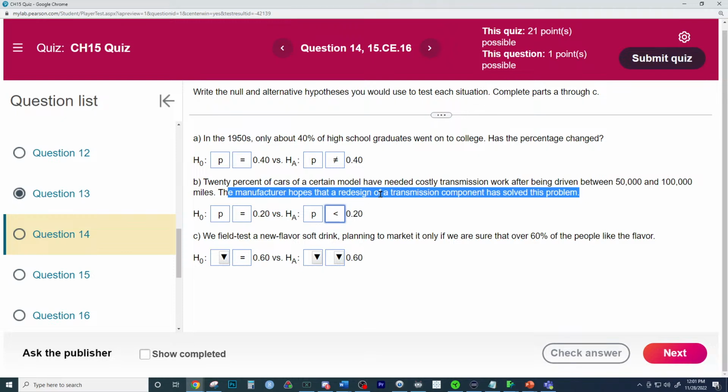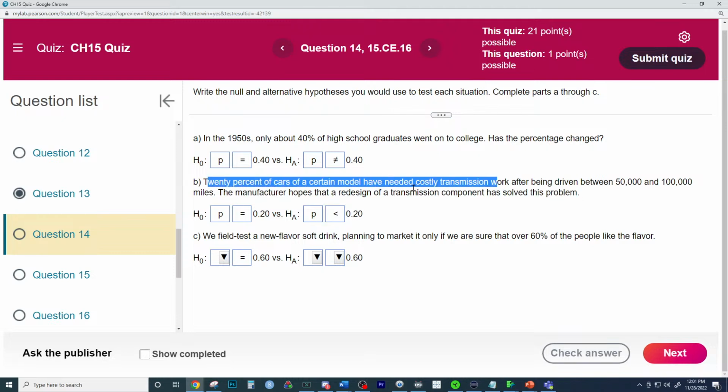Does that make sense? Yep. And so that's just what you want to see right here. You just want to try to read it. The alternative states that the proportion of cars that need costly transmission work, because 20% of cars need costly transmission work, has decreased from 20%. It's lower than 20%. So really good, tricky question.